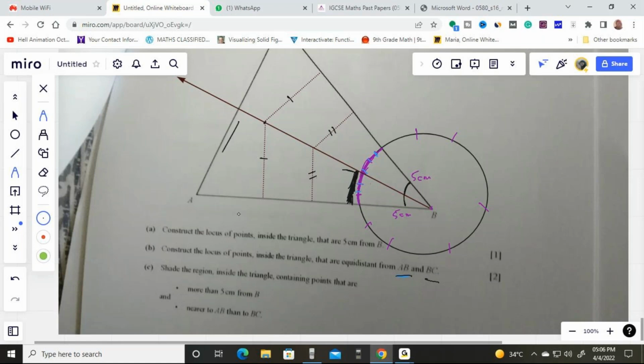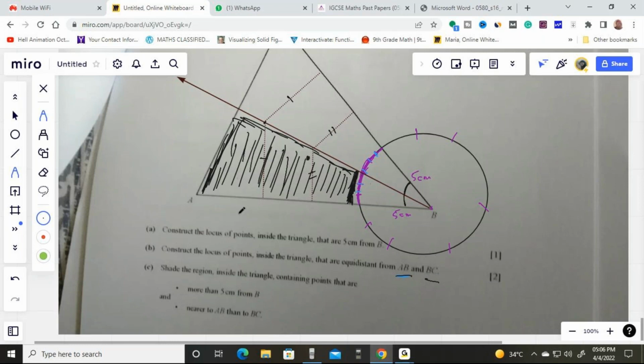So the shaded region contains all the points which are nearer to AB as compared to BC, and they are more than 5 centimeters away from your B. If you pick up this point, it is closer to your AB and far away from your BC, and more than 5 centimeters away from your B. So this is going to be your shaded region. I'm doing it quite roughly, but I hope you can shade it properly by yourself. This is the way. And then you go to the next question.